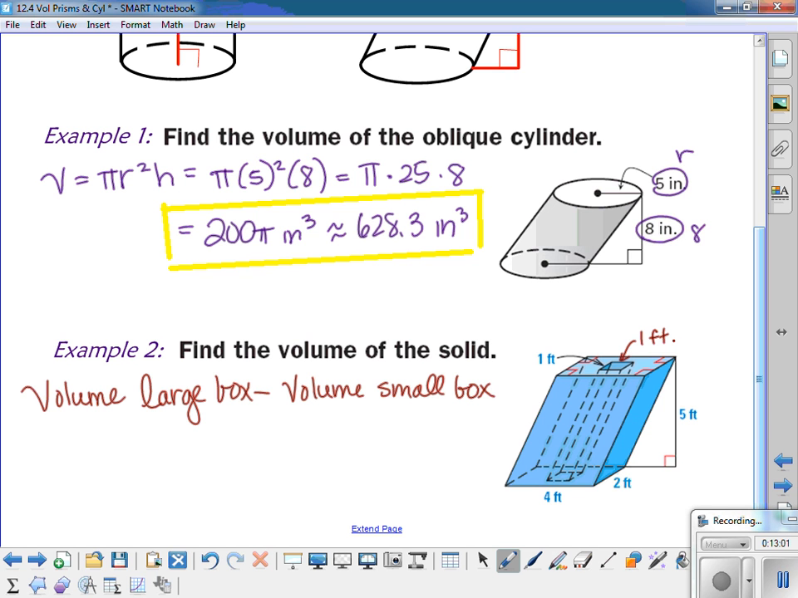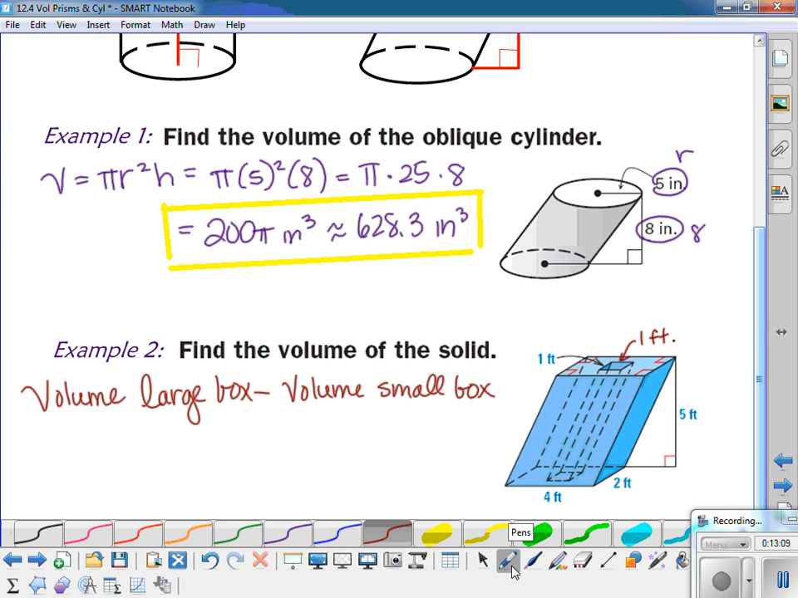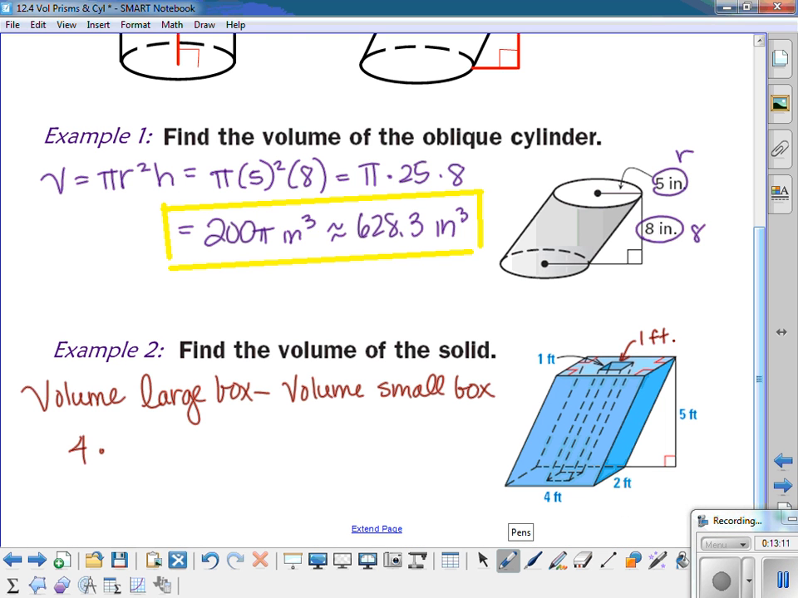Okay, so the volume of my large box, when it's a box, we can just do length times height times width. So the large box, I've got 4 times 2 times the height of 5. And my small box, it's just 1 by 1 with a height of 5. So that comes out to 40 minus 5. And so the volume for this solid would be 35 cubic feet.